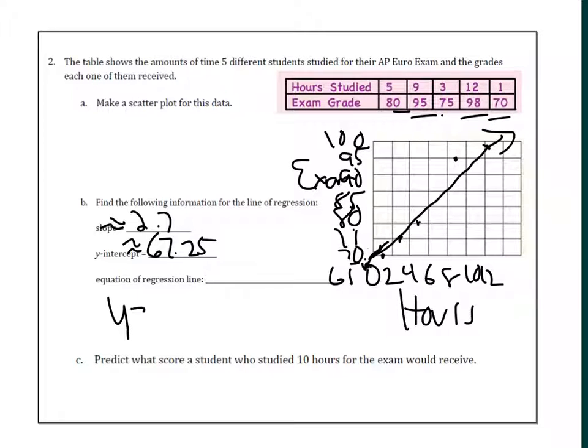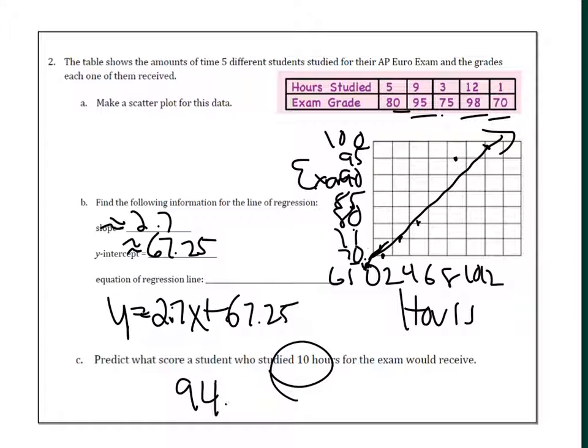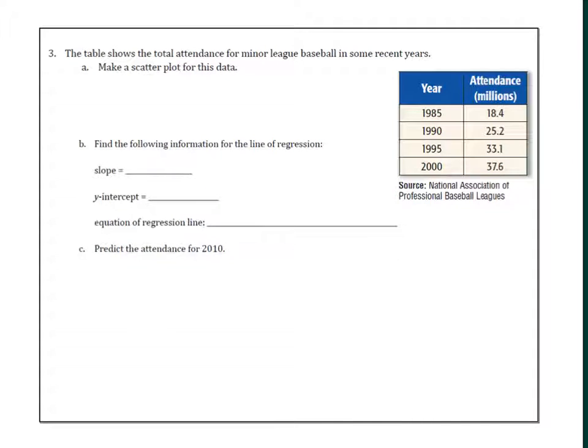So my equation of regression is going to be 2.7x plus 67.25. If I figure out x equals 10, I go 2.7 times 10 plus 67.25. So that's going to be 94.25, which should match up with what I have up here. So at 10 hours, I'm at about 94. Yeah, that's pretty close.